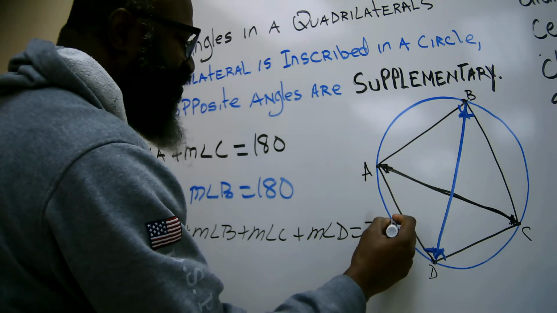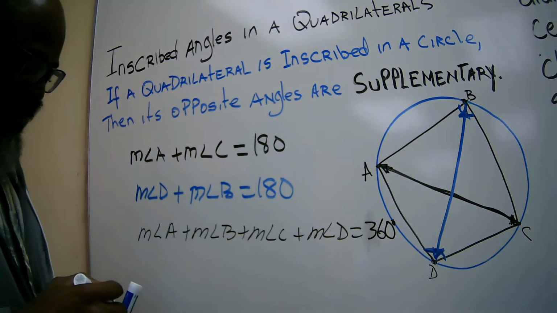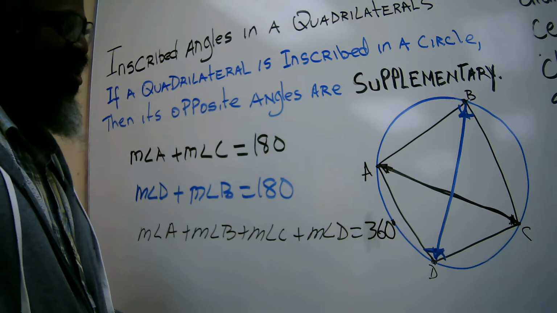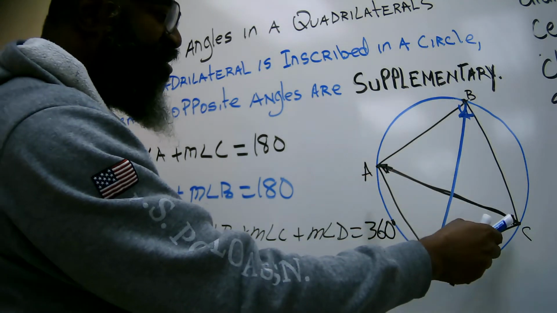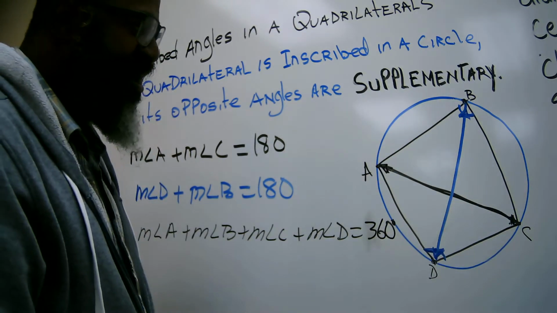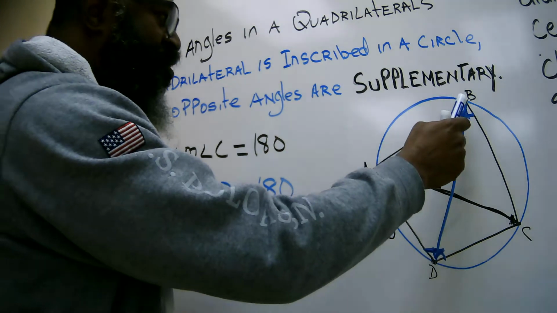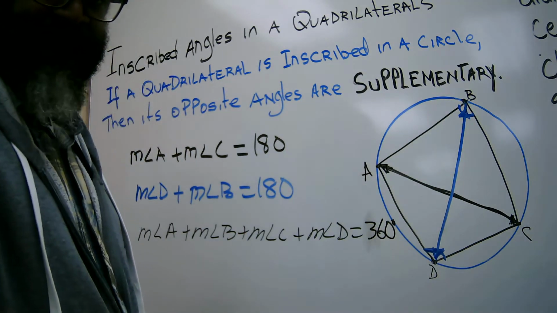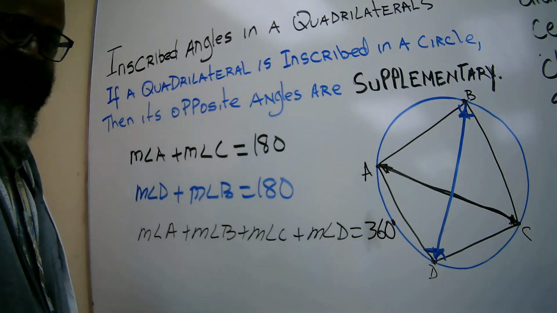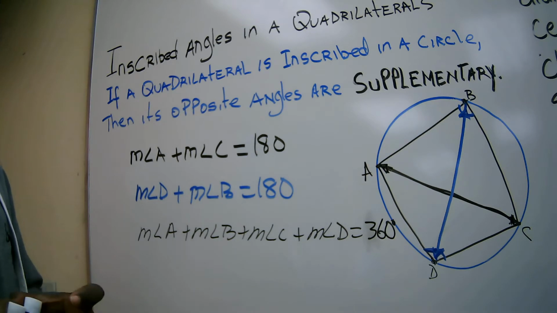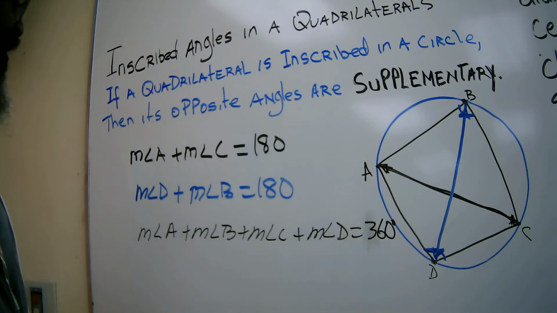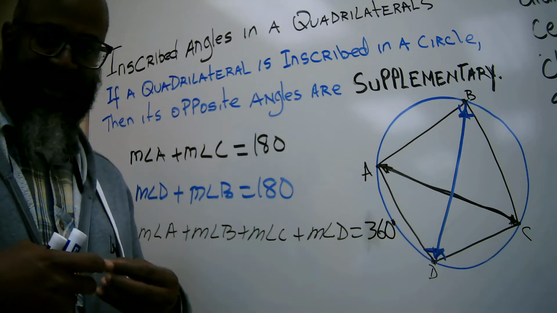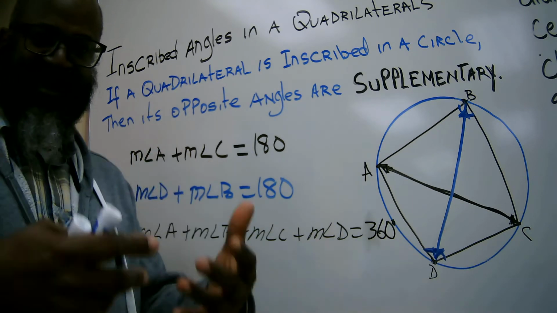So we're not focusing on the 360, but we're going to focus on the opposite angles, meaning that the measure of angle A plus the measure of angle C will be equal to 180, and the measure of angle D plus the measure of angle B will be equal to 180. That's how you're going to break it down. All right? It's about supplementary angles, two angles that sum up to 180. So let's recall again. Let's see if we can clarify the terminology.